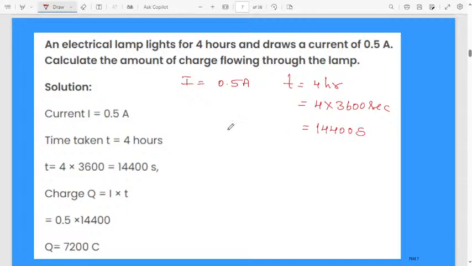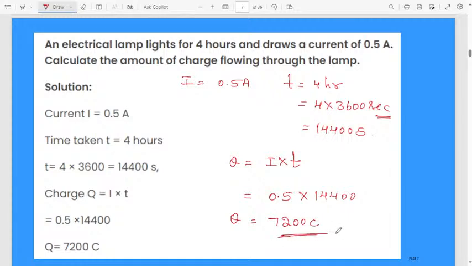Always remember, if time is given in hours, you have to convert it into seconds. You know the formula, charge is I into T. I value is 0.5, time in seconds is 14,400. Multiply, and you will get the amount of charge as 7,200 coulomb. Okay.